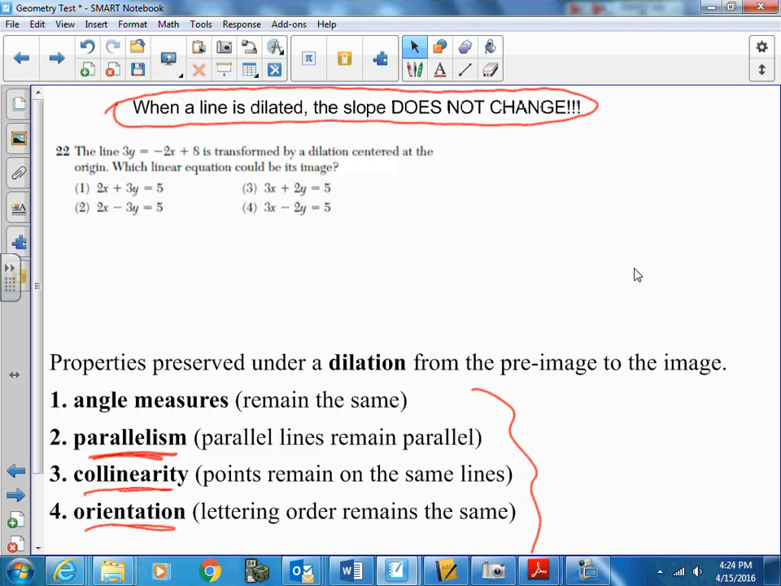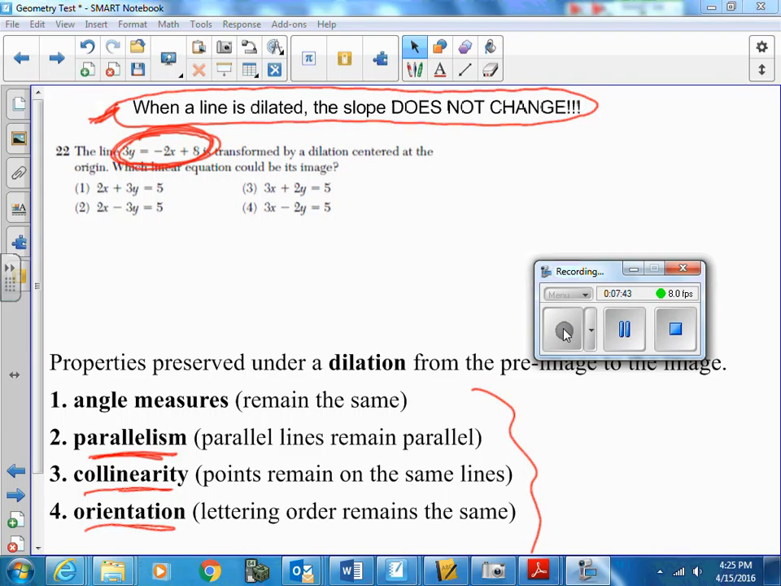All right, so let's go back up to this part here. When a line is dilated, the slope does not change. So we start with this original line, the line 3y is equal to negative 2x plus 8. And it says that is transformed by a dilation centered at the origin. Which linear equation could be its image? So what we need to do first is find the slope of the original line. Go ahead and find the slope of this if you know how. All right, and come back. I'll be back in a second.